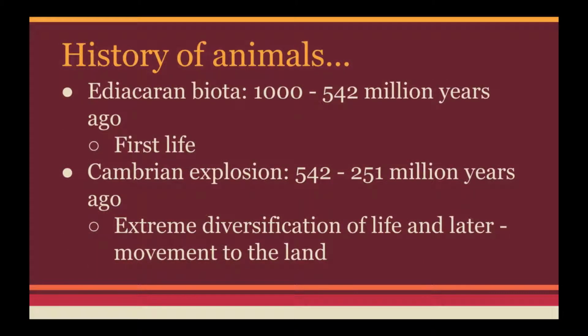Now, another little side fact again, just the history of animals and life. So, during the Ediacaran biota, it's about a billion to 542 million years ago, we had the first life appear around that time. And then from that to 251 million years ago, sometime during that time, the Cambrian explosion happened. And as most of you know, that's when all of a sudden the diversity in life just boomed. And then soon, a little while later, the animals started moving to the land as well.